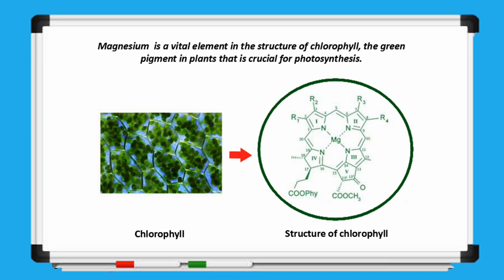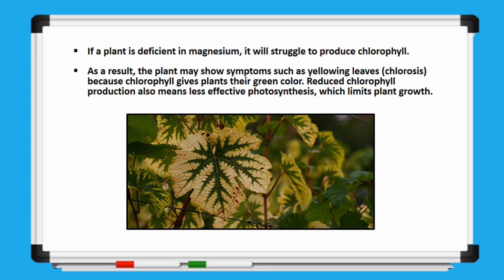So how do plants get magnesium? They absorb it through their root hairs from the soil, taking it in as magnesium ions through a process called active absorption. Now, if a plant doesn't get enough magnesium, you'll start to see clear signs. One of the most noticeable symptoms is chlorosis, that's when the leaves start turning yellow. This happens because there's not enough chlorophyll, and chlorophyll is what gives leaves the green color.